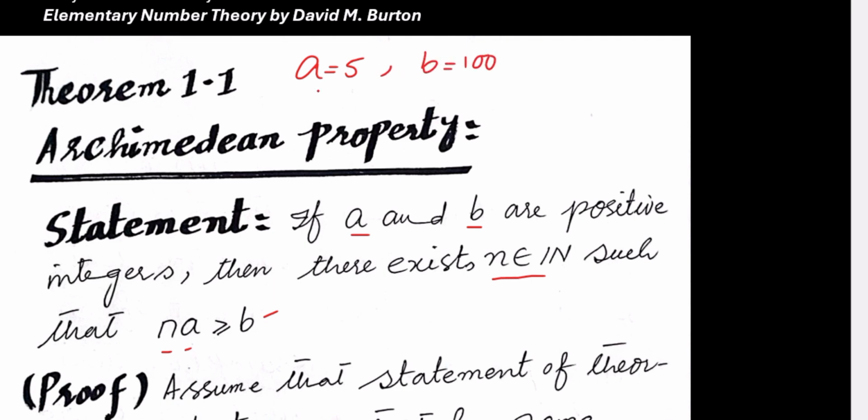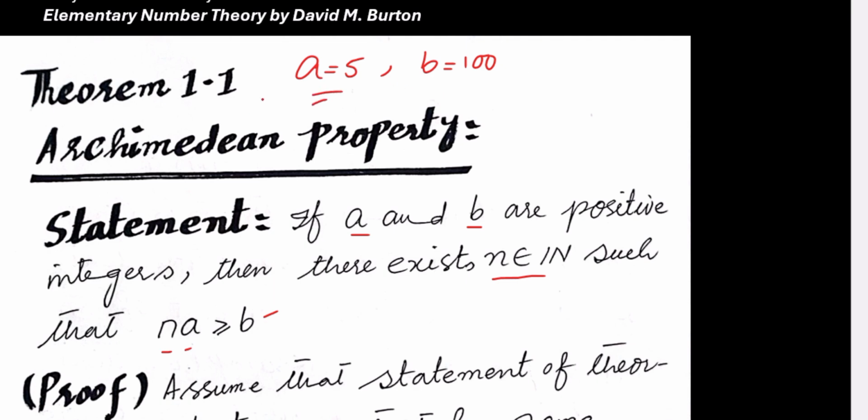Clearly a is less than b. Now you can find at least one natural number, one positive integer, such that when you multiply that positive integer with a, your product na will be greater than or equal to b. For example, which n can work here?